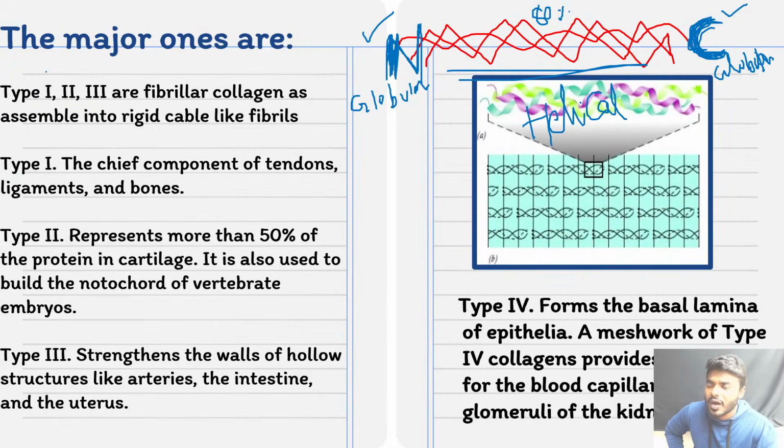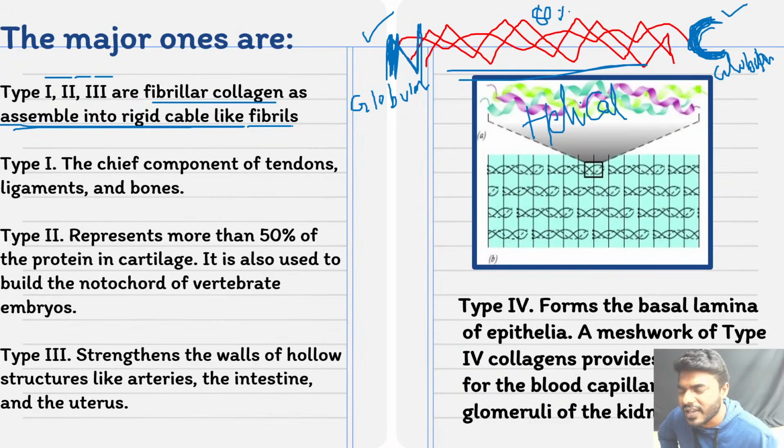Now listen. All of you understand type 1, type 2, type 3. I want you to remember the entire information, friends. Type 1, type 2, type 3 are fibrillar collagens assembled into rigid cable-like fibrils. That's why we can't separate the collagen very easily, and we can't break the collagen very, very easily.